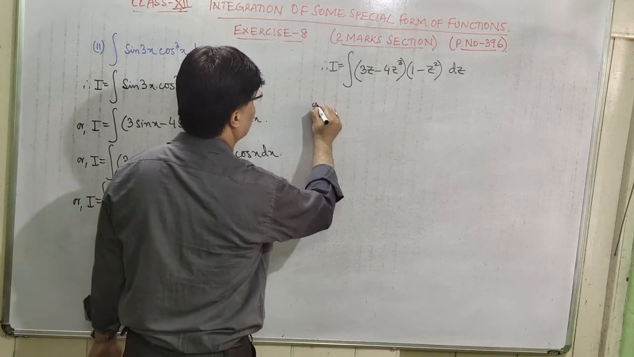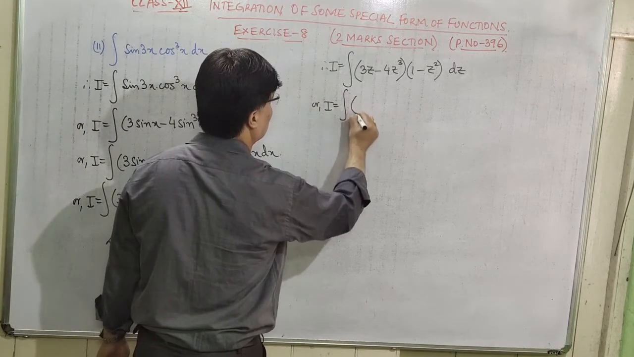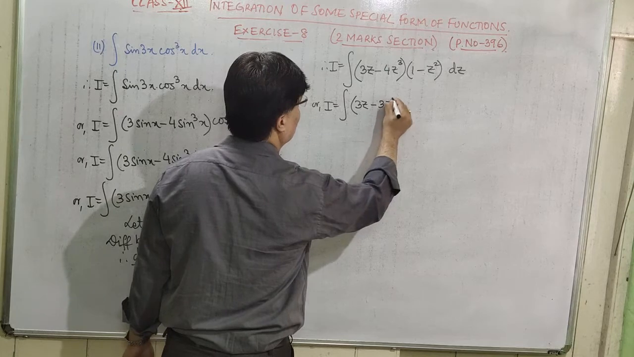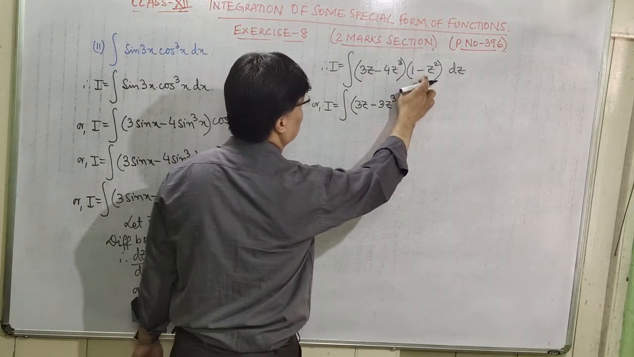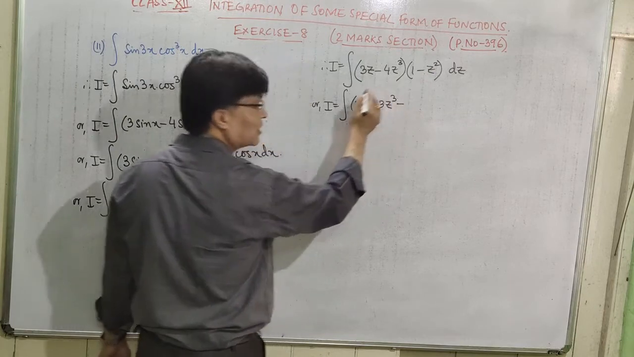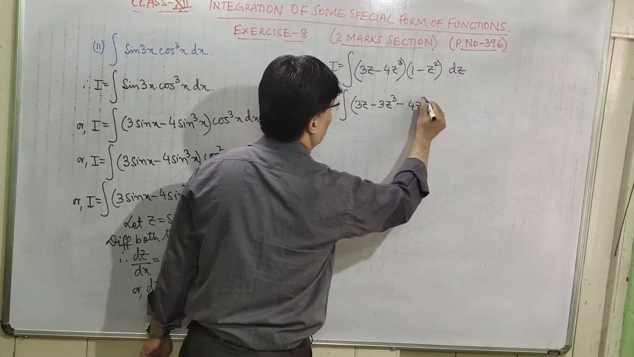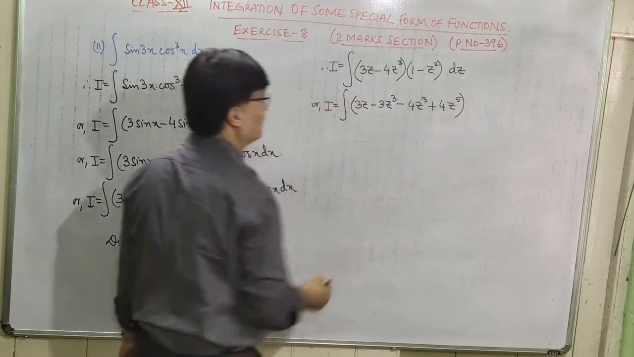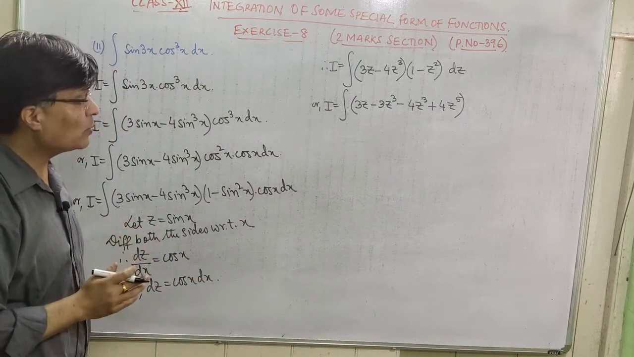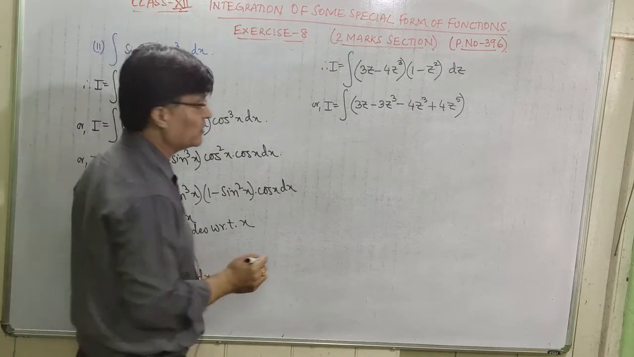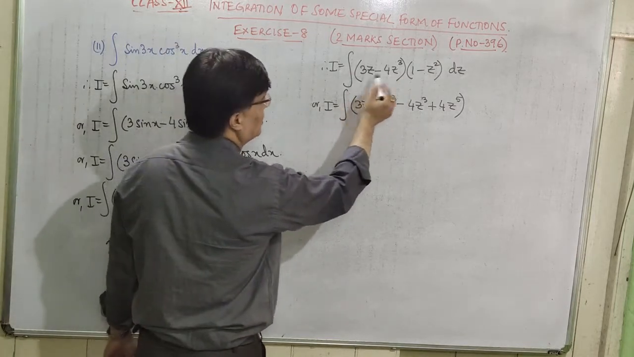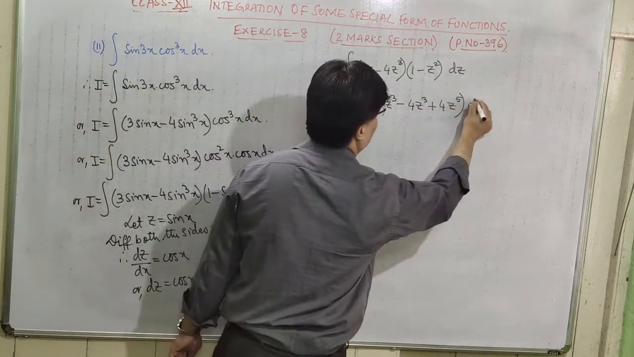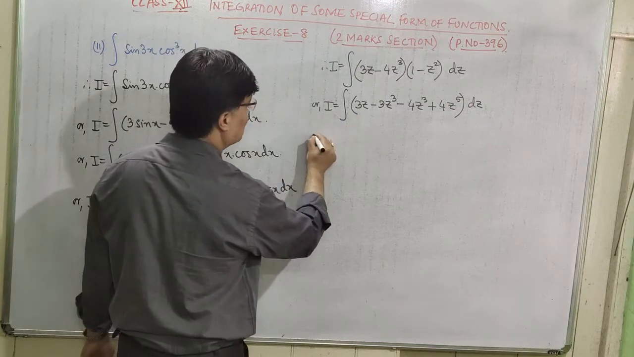Now let us multiply these two factors, or I is equal to integration of, within bracket, 3z into 1, 3z, minus 3z into z square, 3z cube, minus 4z cube into 1 is minus 4z cube, minus into minus plus 4z cube into z square is z to the power 5. If you multiply z cube and z square, the powers will be added and you'll get 4z to the power 5. Is that clear? Then what should you write here? dz.